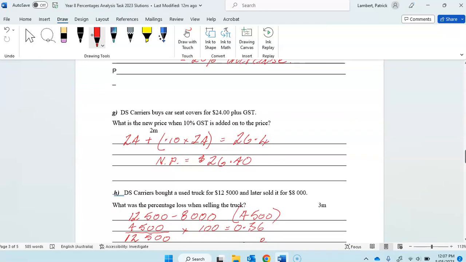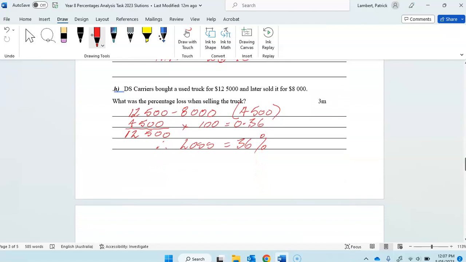Now, DS buys car seat covers for $24 plus GST. 10% GST, which is 0.1. 0.1 of 24 is 2.4. So if you, in one sentence, put 24 plus 0.10 times 24, you get $26.40 for your answer.